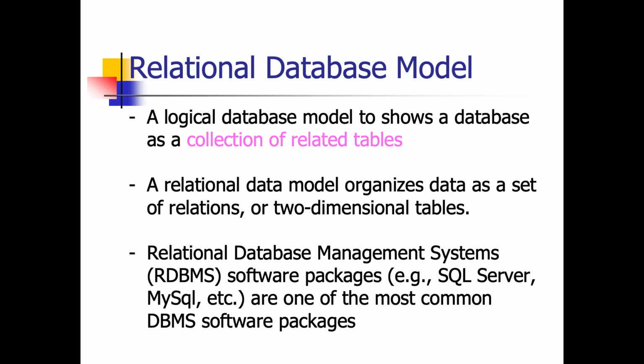Now, the relationship between a student and enrollment is one-to-many. Why? Why is it one-to-many?